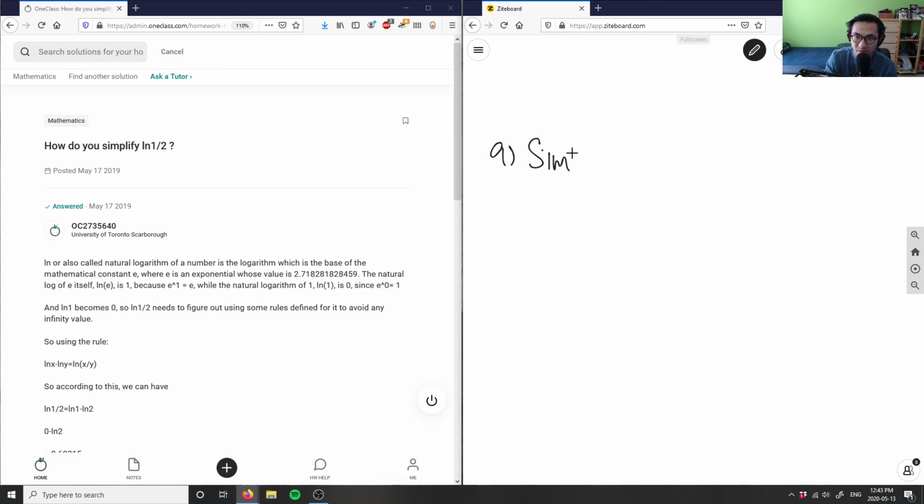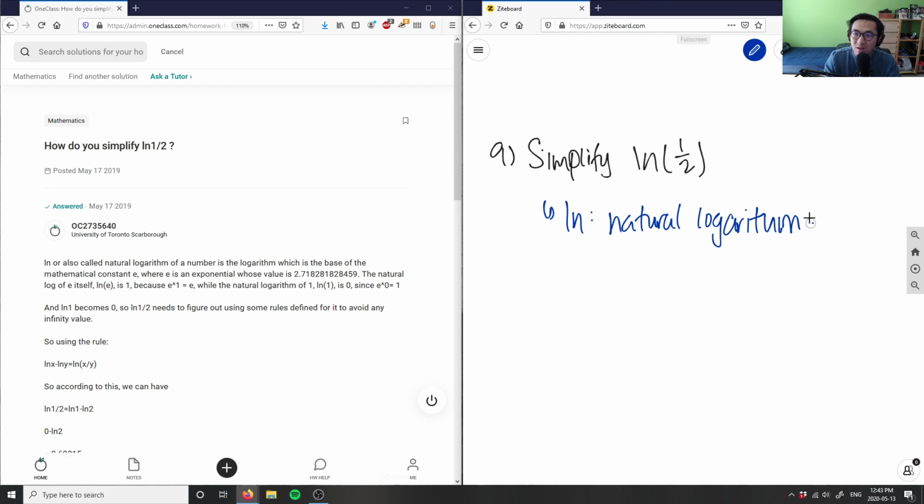I want to simplify ln of 1 over 2. Okay, so this here, because again, ln here is our natural logarithm, and if it's a natural logarithm, it actually follows all the logarithmic rules.